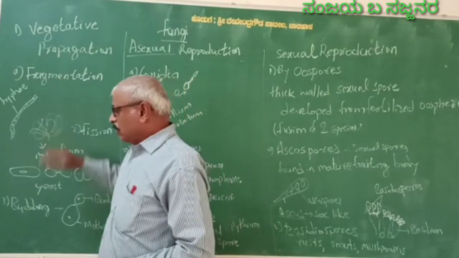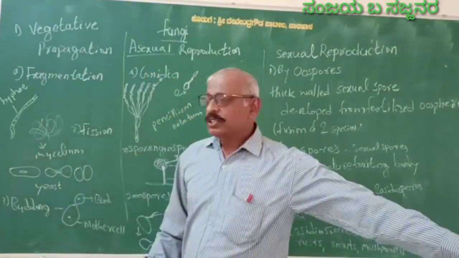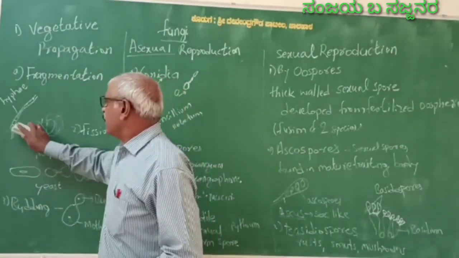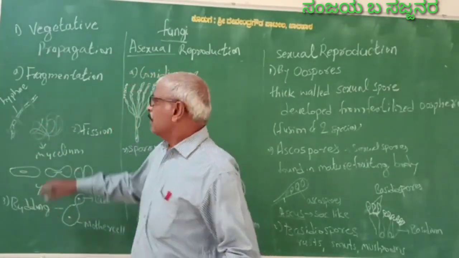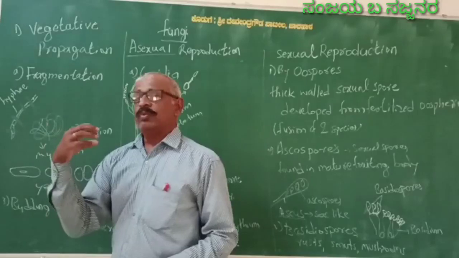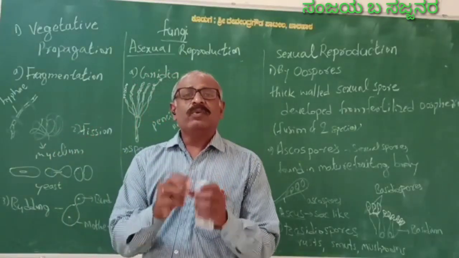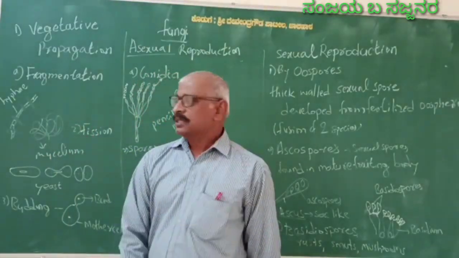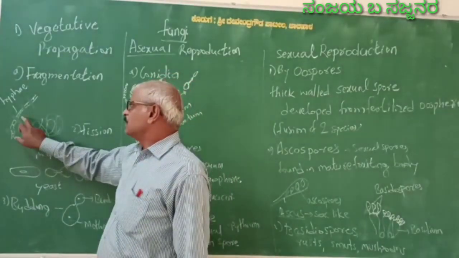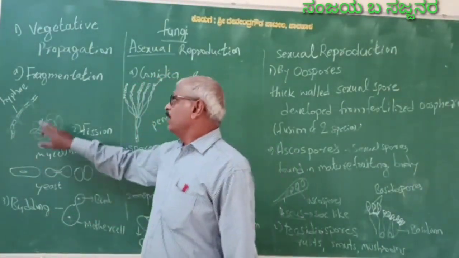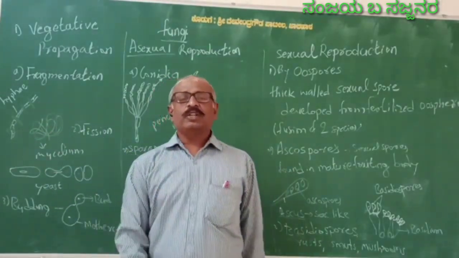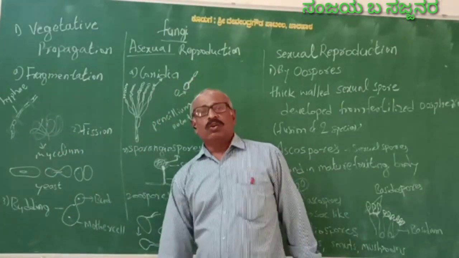Here in fragmentation, the hyphae cut into a number of pieces, and each piece develops into a new fungus, a new organism, and grows. Hence this kind of reproduction, the increase in number, is called fragmentation.